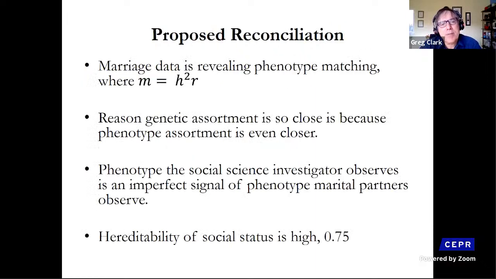These things fit together if the heritability of social status is high at 0.75. And it's arguing here that the reason genetic assortment is so close is because phenotype assortment is even closer. The phenotype the social science investigator observed is just a very imperfect signal of the phenotype that marital partners observe. When we use measures like years of education or highest occupation or occupational status, we're getting a very imperfect estimate of the social capabilities of the parties involved in the marriage, and they're actually matching on much better information, and the evidence seems to be that they're choosing to match at these very high rates.